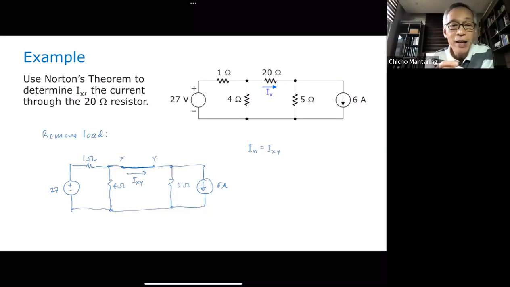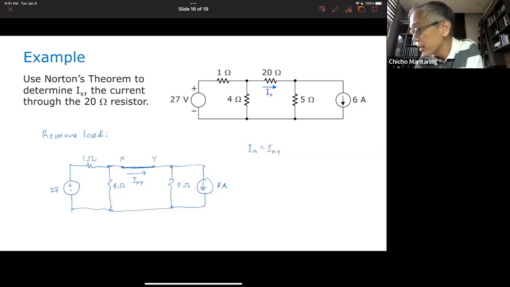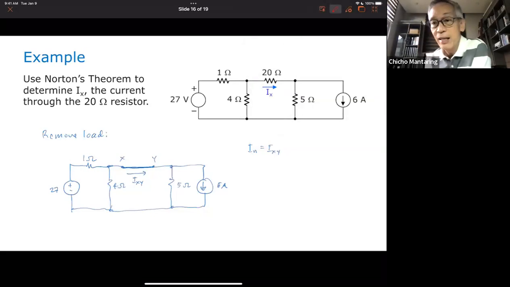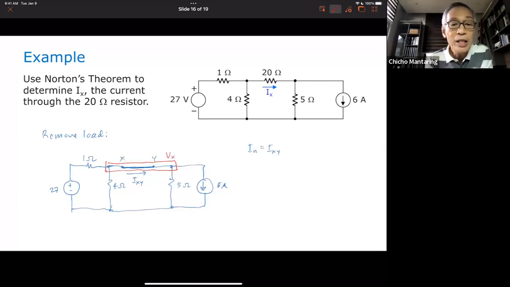Sige, let me follow your reasoning, no? You brought up an interesting way of doing this. Note that this whole thing is just one node. Okay, that whole thing is just one node. You called it node X, ano? Sige, let's say that that's node X. Okay, so that has a voltage V of X. So what is my nodal equation?